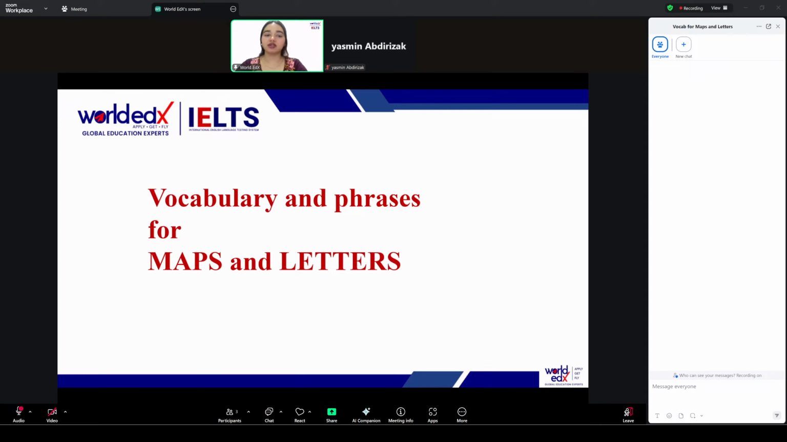So now in today's session we are going to talk about the vocabulary and the phrases that are used in the writing task 1 which is maps, and for the writing task 1 of the general IELTS, which is letters.